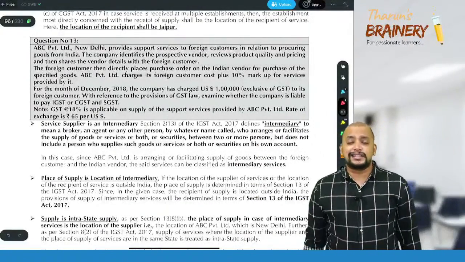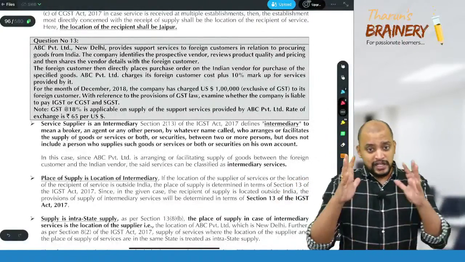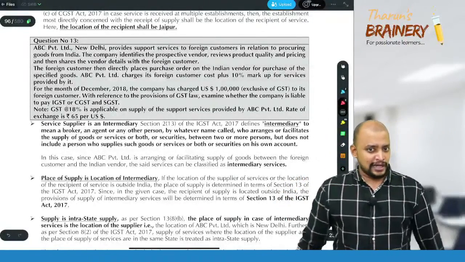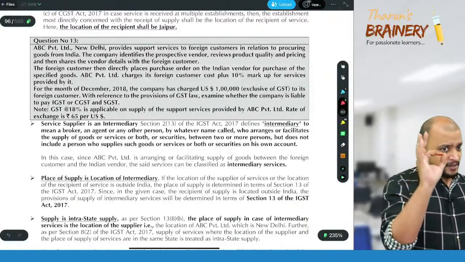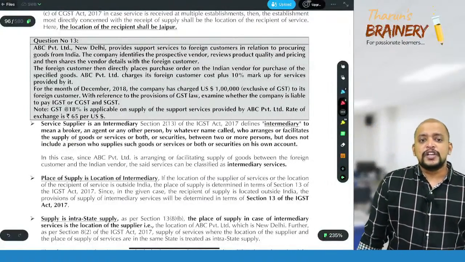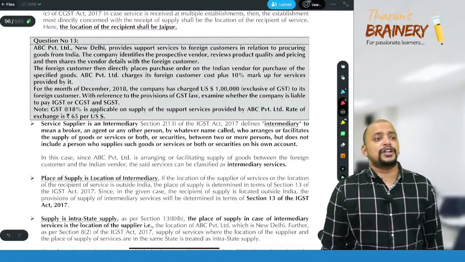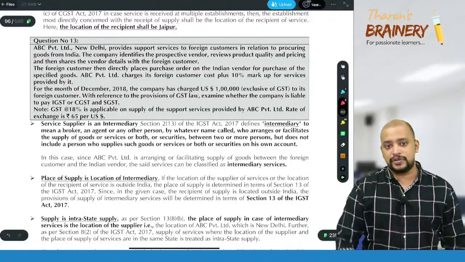Okay. Then the next question to you is that there is one exemption. Intermediary services is exempted. There is an intermediary, and that intermediary is providing services in relation to supply of goods from outside India to outside India. There is one exemption.